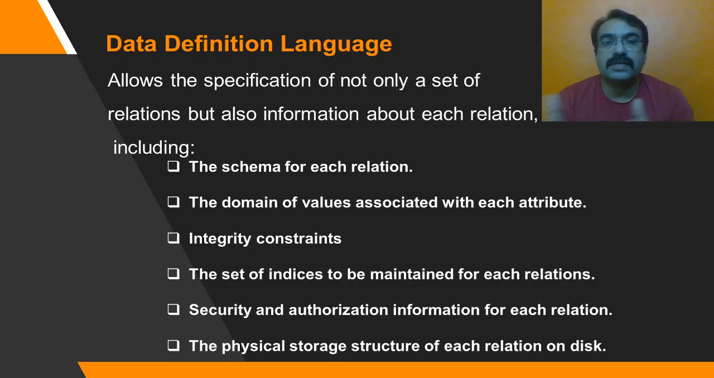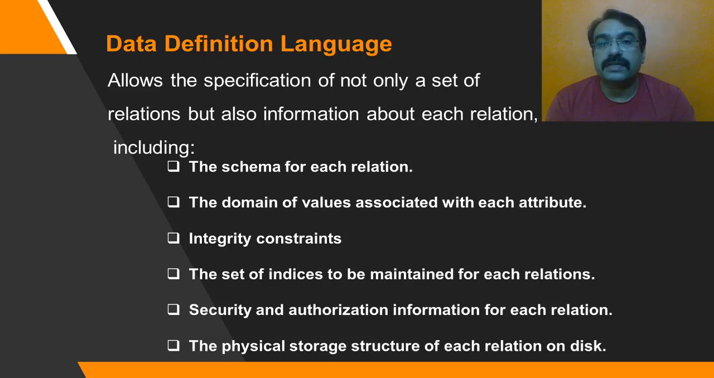What do you mean by schema? Schema means the skeleton or structure of a table or a relation. The domain of values associated with each attribute. Domain means the data type of every attribute, that means every column present in that relation.